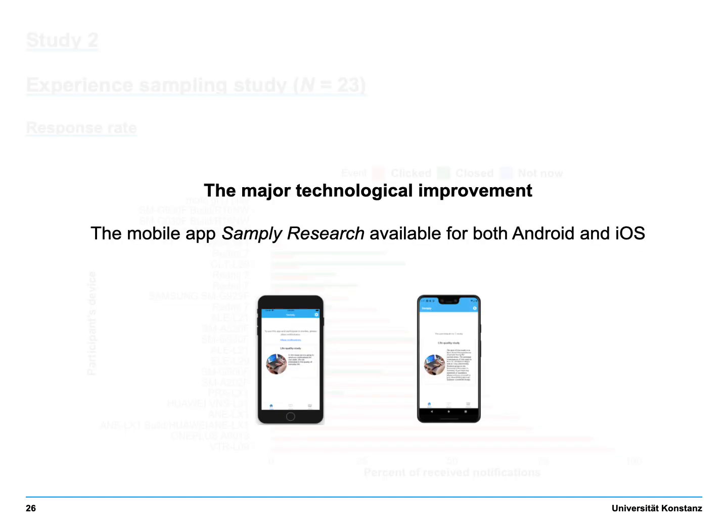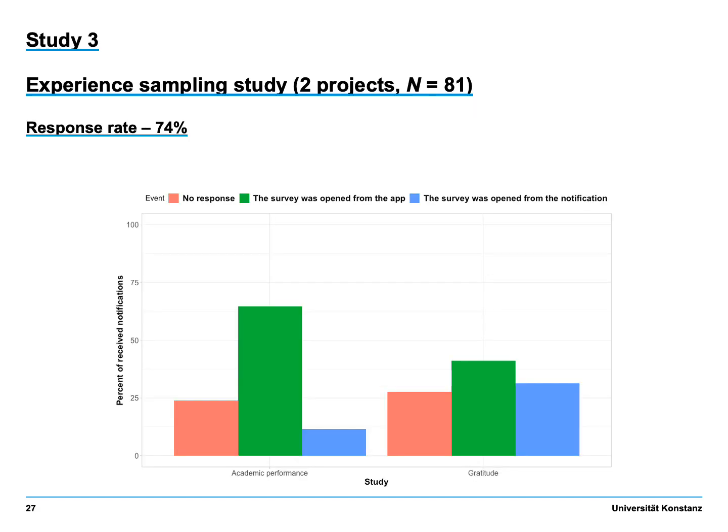Also, at this time point, we did a major technological improvement which made the mobile app more stable and available for both Android and iOS users. And our recent validation study has shown that the response rate has improved and reached 74%. It turned out that the possibility to open notifications in the app was useful. More participants used this option and opened the web survey from the app than from the notification.